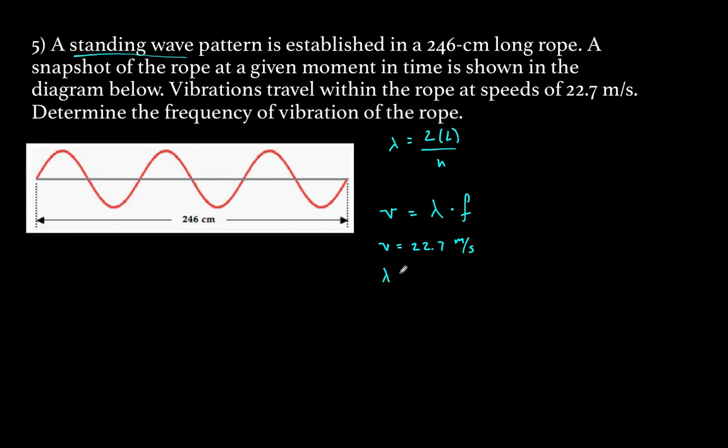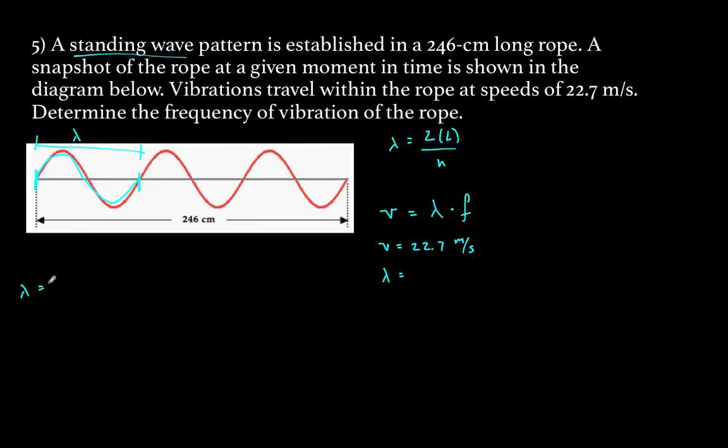But my wavelength is not this 246 centimeters. Remember, wavelength is one crest and one trough until it hits the same value. This distance right here is going to be a wavelength. It's not going to be the whole thing. So what I need to do is plug it into this equation in order to figure out my wavelength. So that's exactly what I'm going to do.